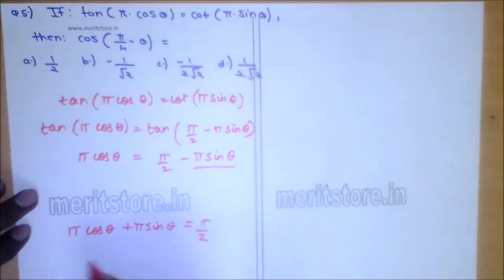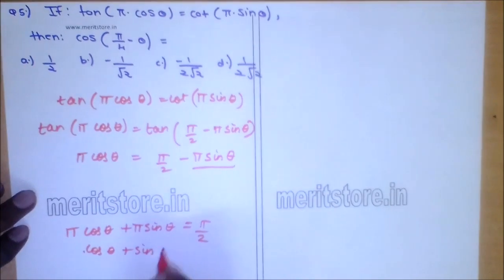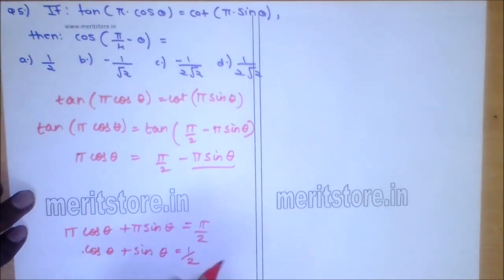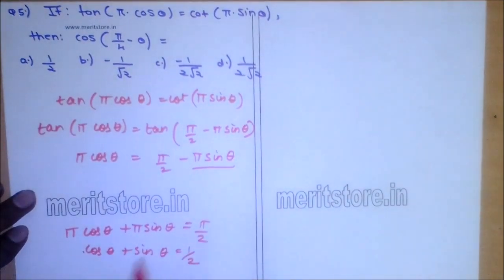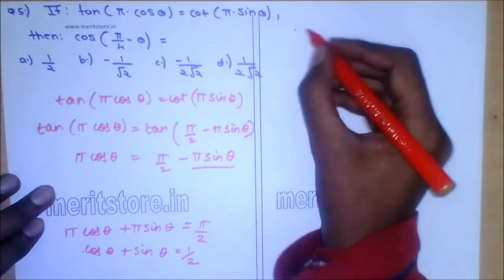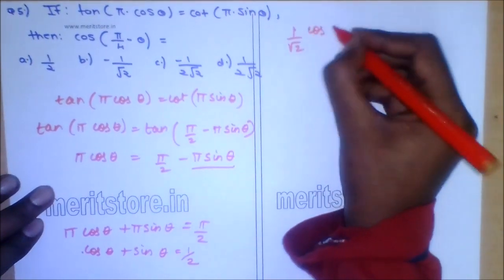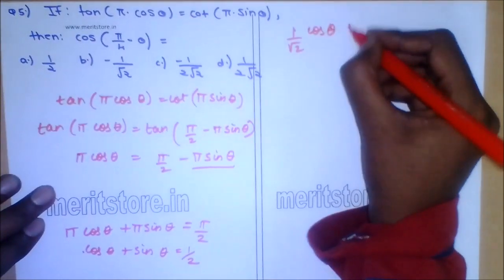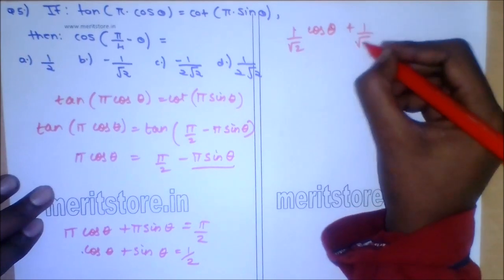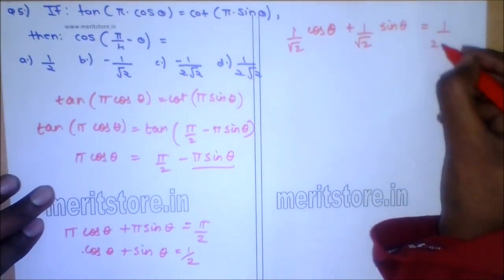Divide throughout by pi, we get cos theta plus sin theta equals half. Now we multiply throughout by 1 by root 2. So we get 1 by root 2 cos theta plus 1 by root 2 sin theta equals 1 by 2 root 2.